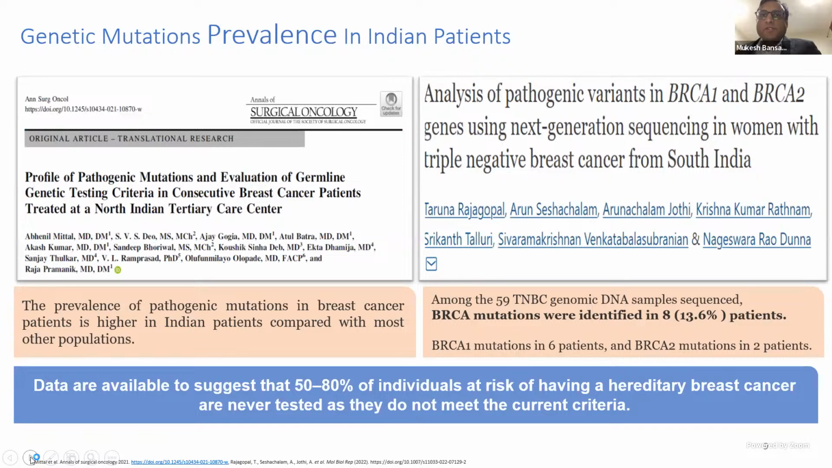So these are the studies showing genetic mutation prevalence in Indian patients. Data suggests that 50 to 80% of individuals at risk of having a hereditary breast cancer are never tested as they do not meet the current criteria. So the current criteria need to be modified with the advanced research results we are getting, so that more and more patients with BRCA mutation can be identified. Next slide, please.